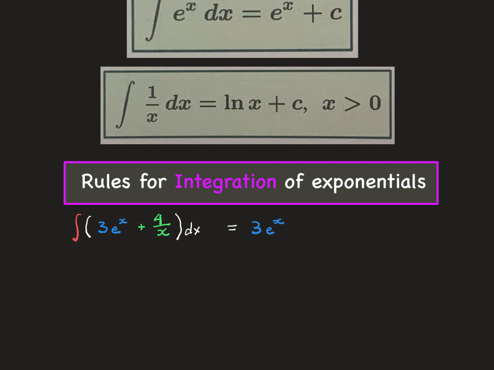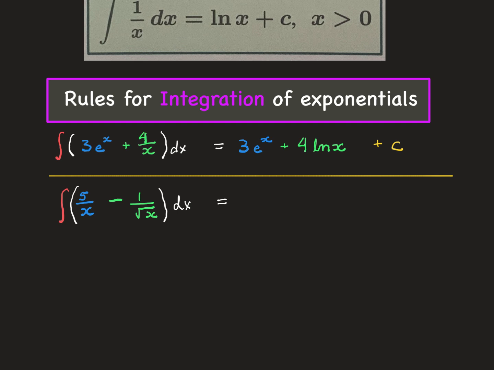There's basically no changes. But when we come to the second term, where we have 4 over x, I need you to see that the 4 is a constant and you're also looking at 1 over x. We're going to be using this law to integrate 1 over x. So the 4 is a constant which stays, but 1 over x becomes ln x. And now we just need to add the constant at the end of the integration, constant c.